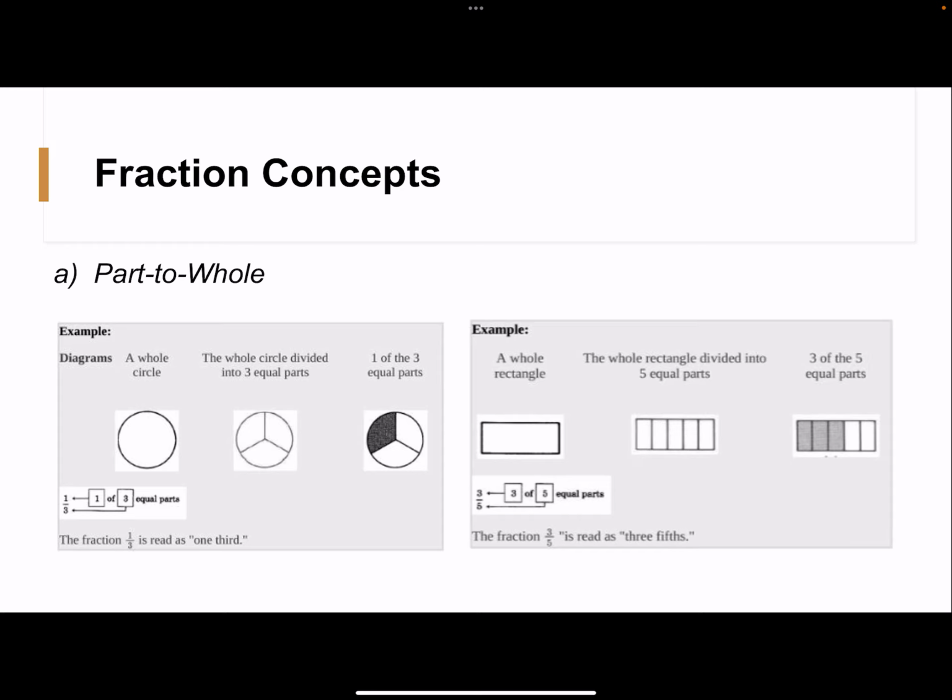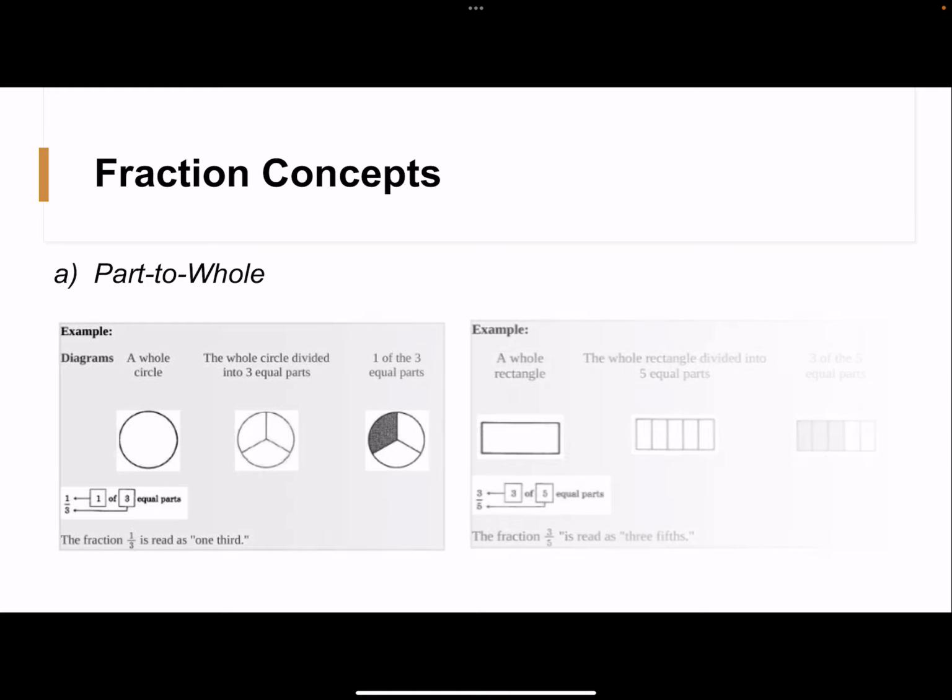A second example is with a whole rectangle. We divided this rectangle into 5 parts. So you can see that the denominator of that fraction will be 5 because it is divided into 5 equal parts. So 3/5 means that I'm going to shade 3 of those 5 equal parts. And we read that fraction as 3/5. Again, this is called the part to whole fraction concept. It's one of the first concepts that we generally use to teach fractions.